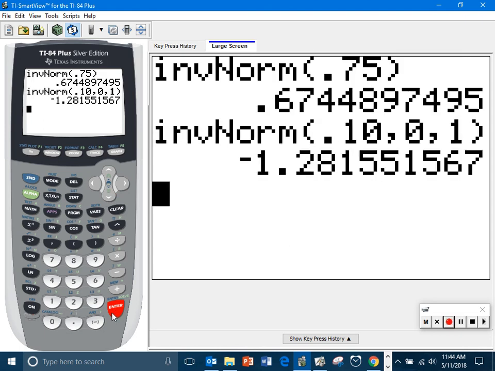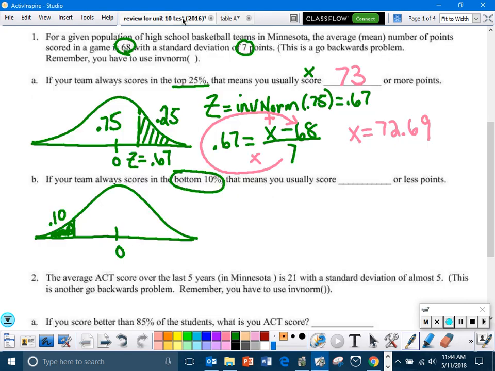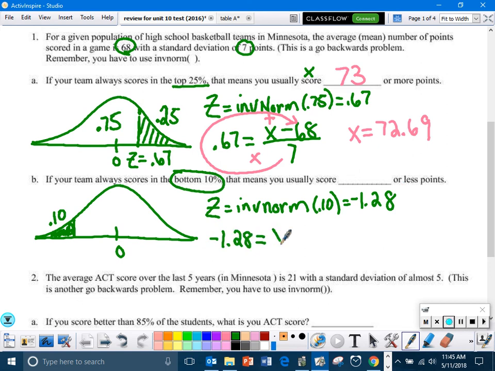And I get the same thing, negative 1.28. So my z equals the inverse norm of 0.10, which is negative 1.28. Okay, I've got all my information, so I'm going to plug my numbers in. So I have my z equals x minus the mean, which again is 68, and the standard deviation is 7.